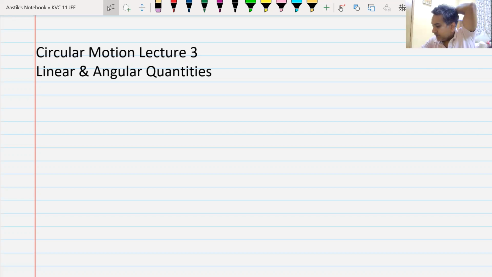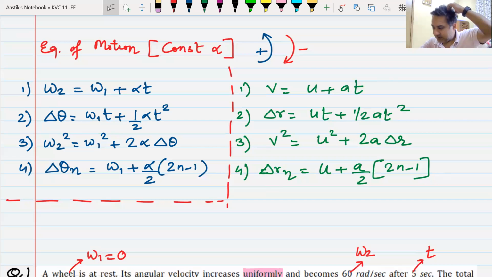What we have done in the previous classes, we have seen the equation of motion for circular motion. Yes or no? That is what we saw in the last class. How the equations of motion are in circular motion and how they were in linear motion. And we had seen that they are all the same. Yes or no? Everything is absolutely similar.